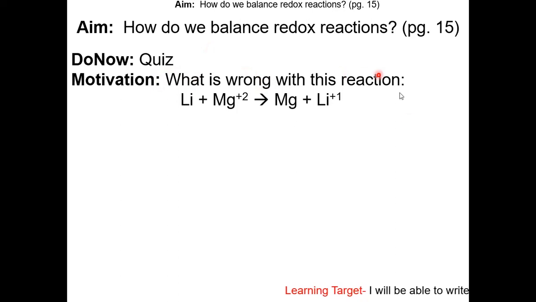Motivation: what is wrong with this reaction? If you notice, the masses are balanced, but the charge is not. The total charge of the reactant side is 2, but the total charge of the product side is 1.